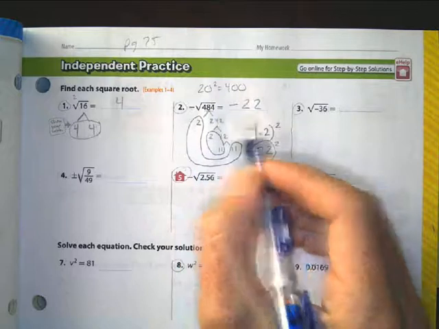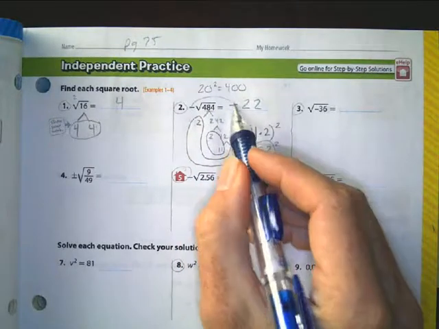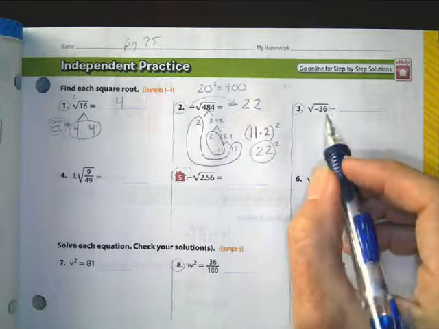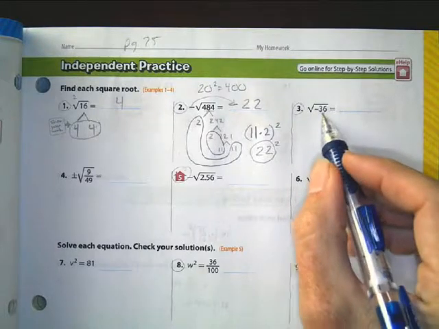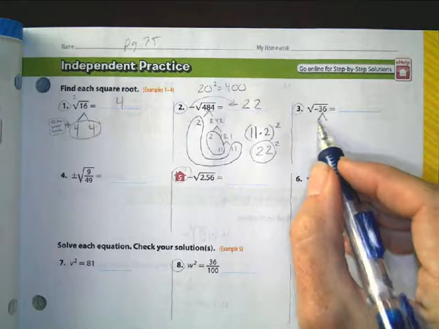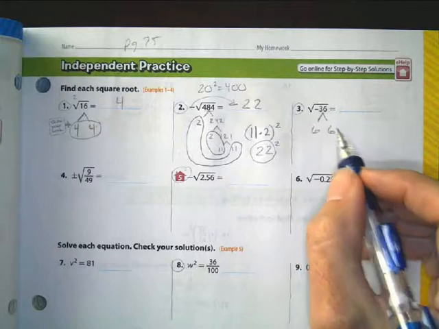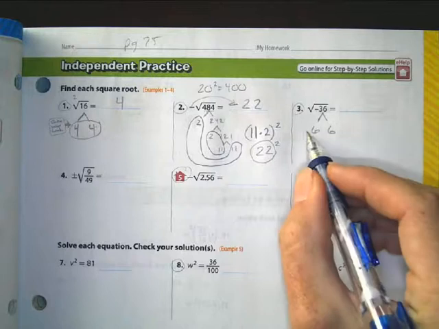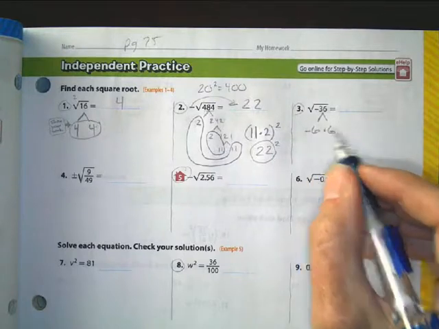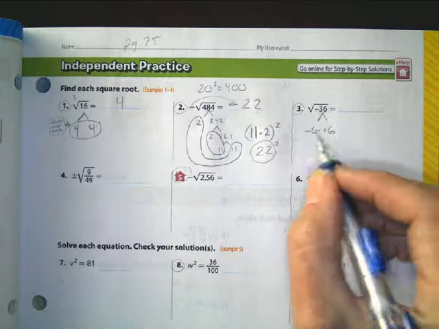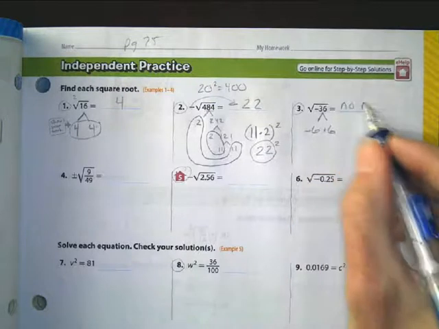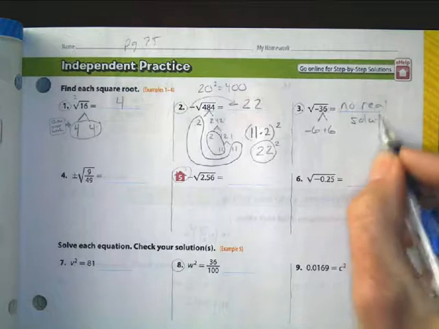So the square root of 284 is 22, and I insert the negative to my solution right there. Now that's different than number 3. Because in number 3, if I break apart 36, I could get a 6 and a 6. That looks great, except I need to come up with a negative 36. And if I make one a negative and the other a positive, well, they don't match. So it's actually not possible here. There is what we would call no real solution.